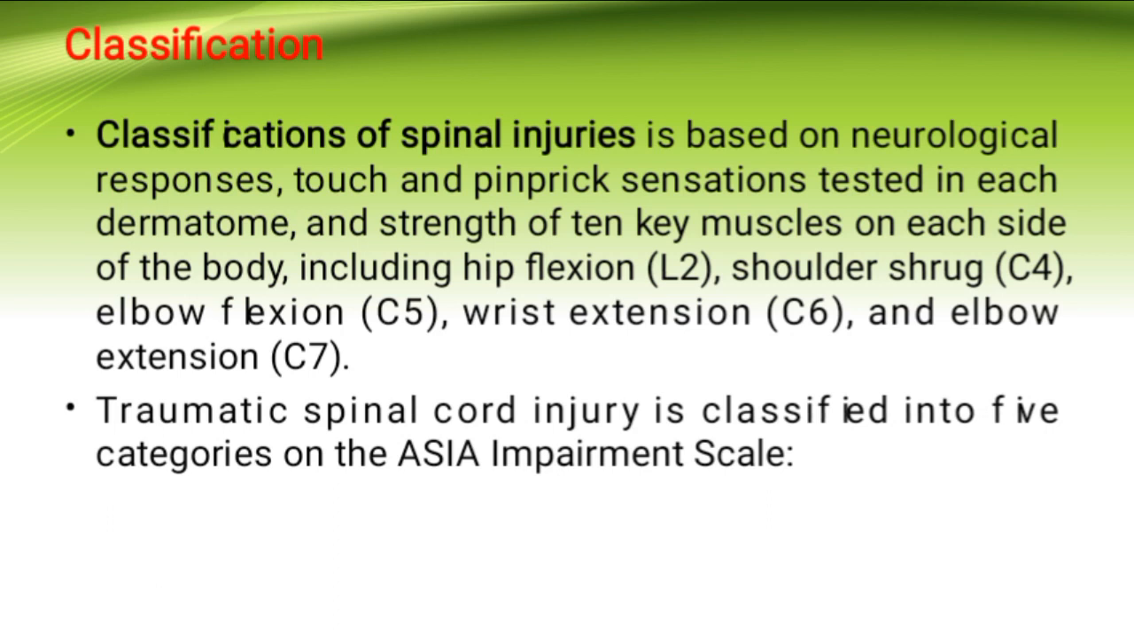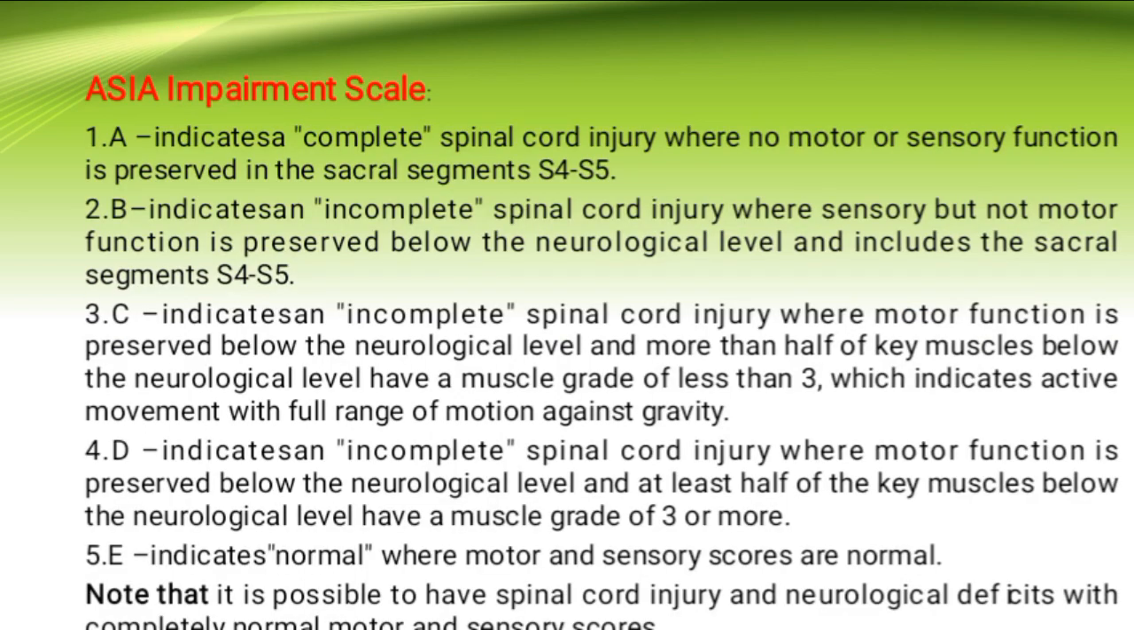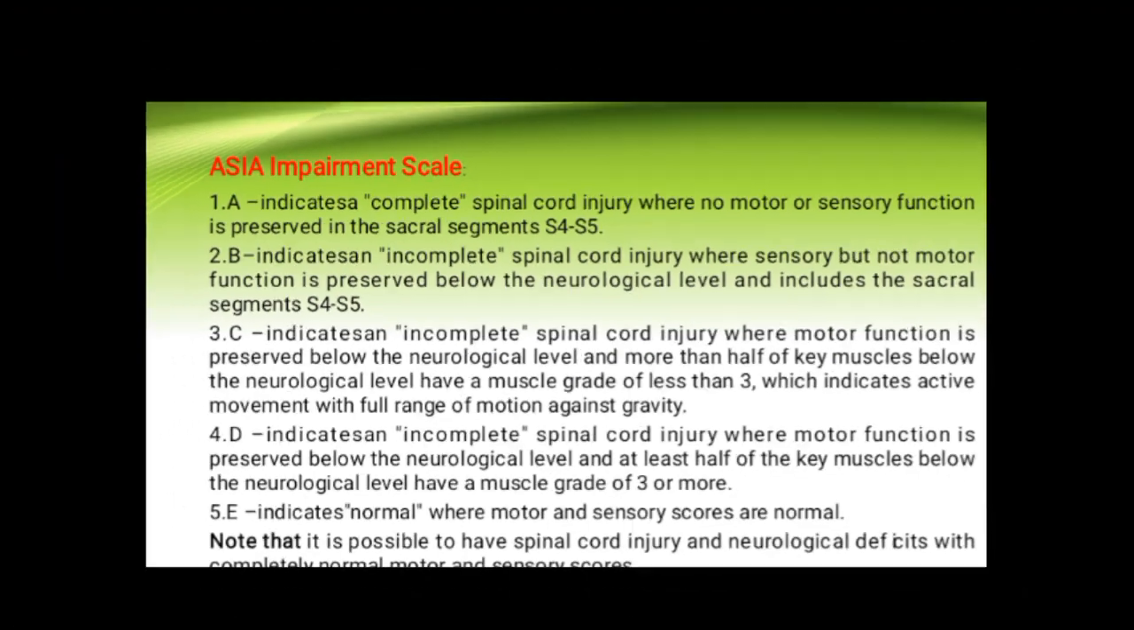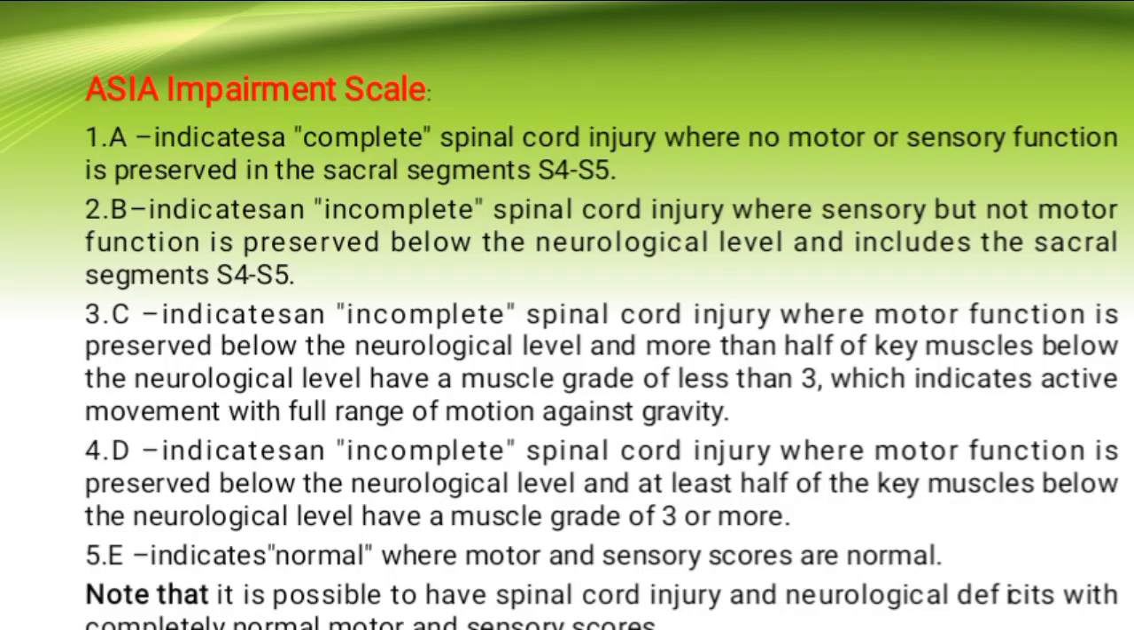So traumatic spinal cord injuries are classified into 5 categories on the ASIA impairment scale. Okay, so for now I'm going to introduce you to what we call the ASIA impairment scale. So what is the ASIA impairment scale? The ASIA impairment scale usually starts with A, B, C, D, E. So A is the first one.